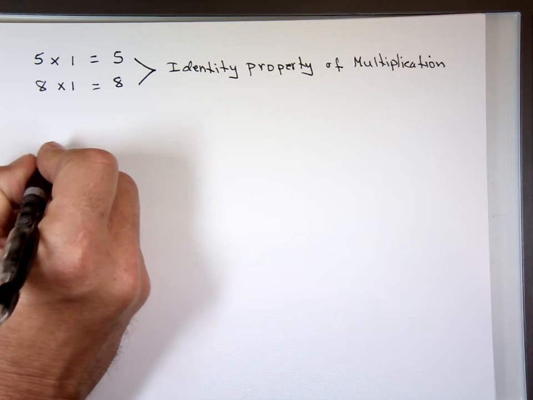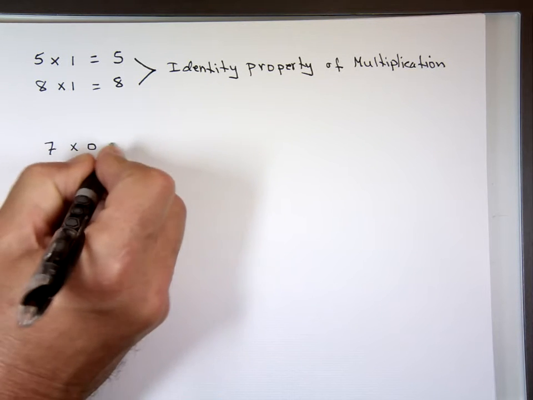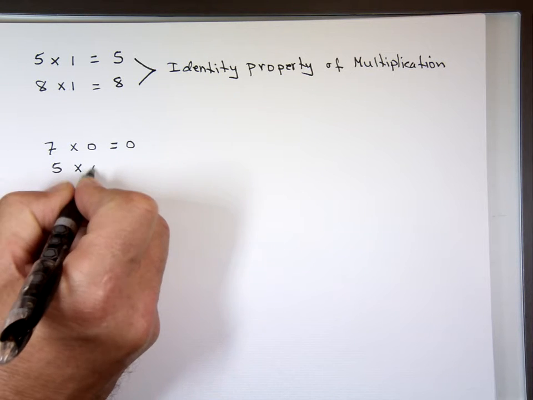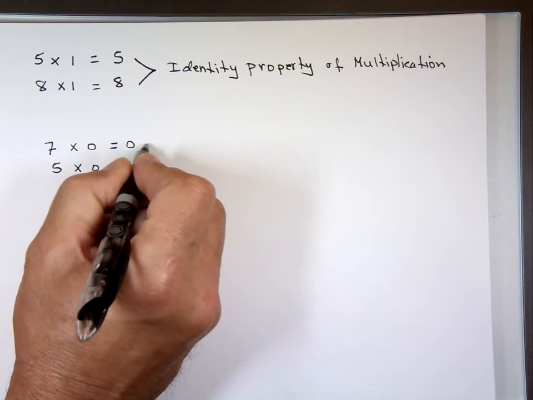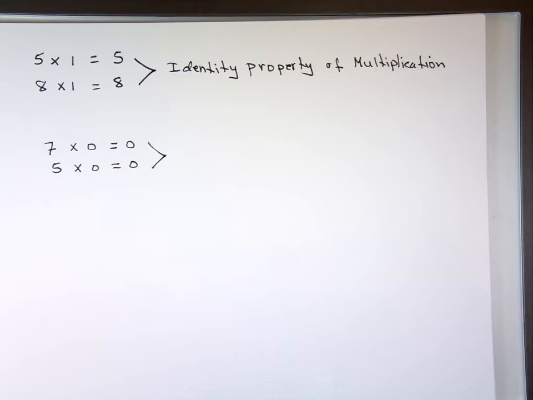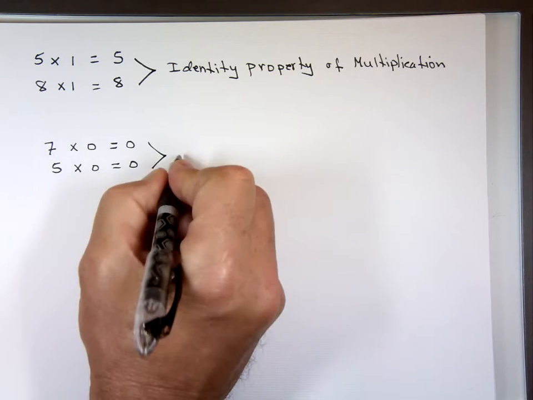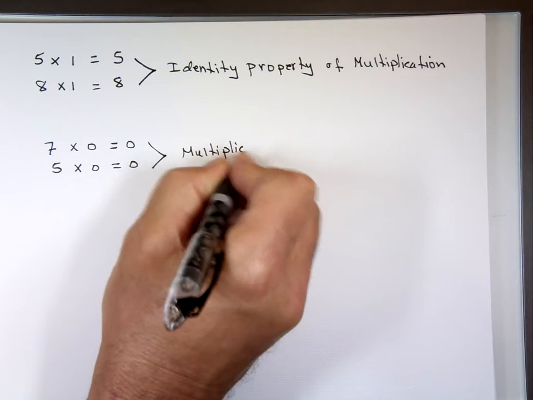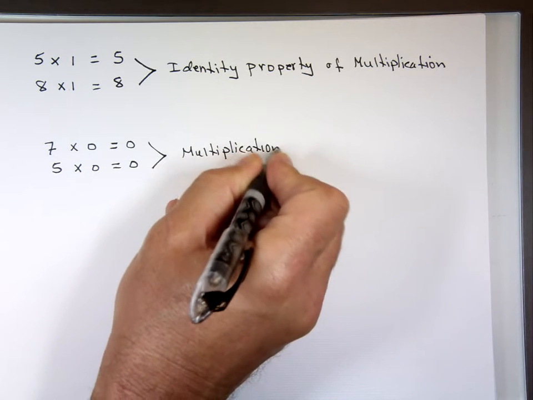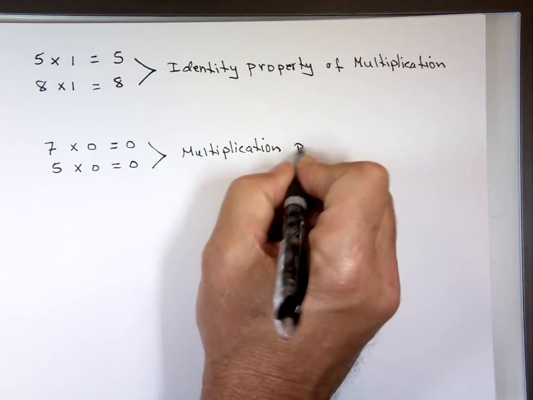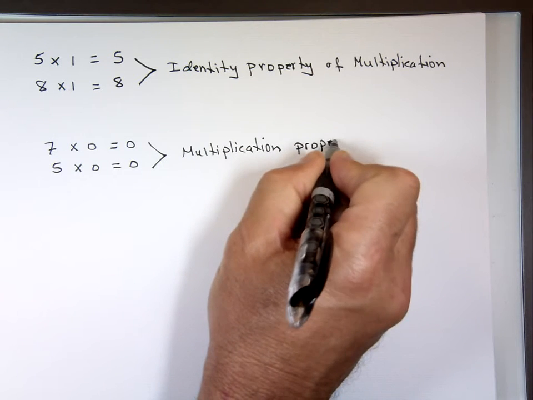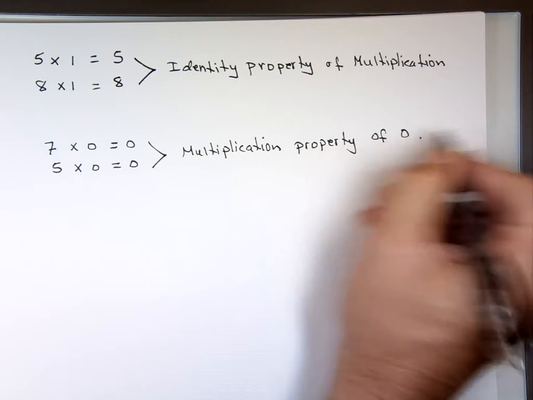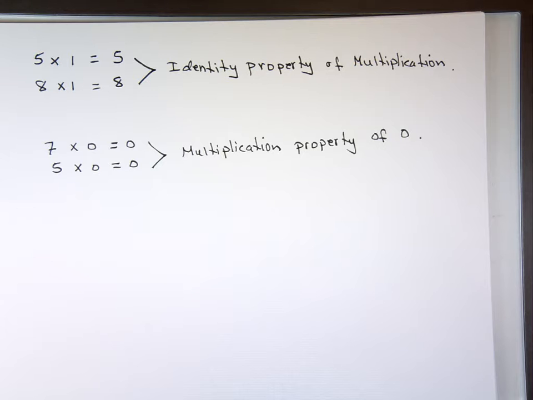What about 7 times 0? What is that equal to? 0. What's 5 times 0? 0. Any number times 0 is 0. That's called the multiplication property of 0. So a number times 0 is always 0.